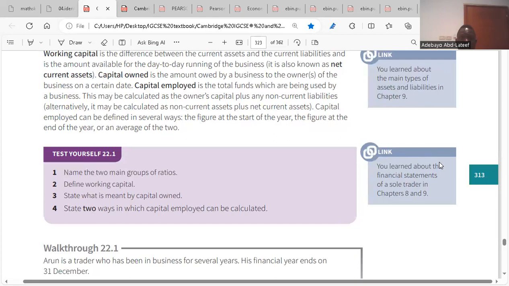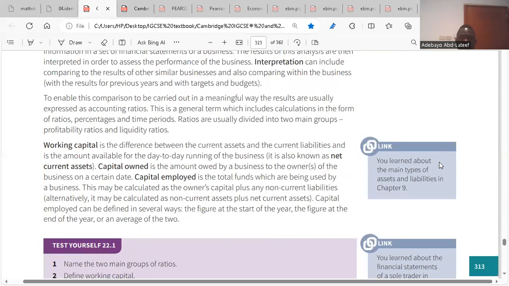I told it already, the net current. Capital employed, we're talking about capital employed, right? Yes. So for capital employed, it is non-current assets plus net current assets. It could also be owner's capital plus non-current liabilities. It's going to give you the same value.